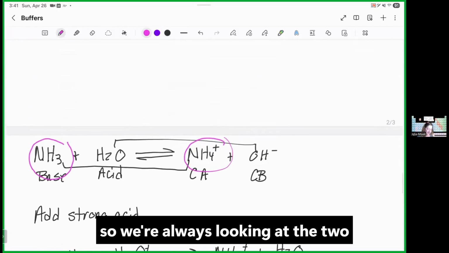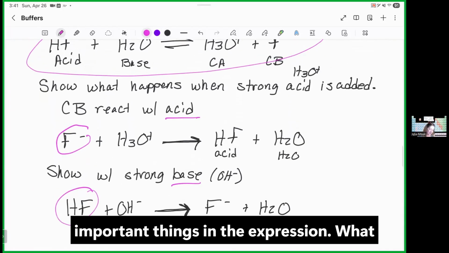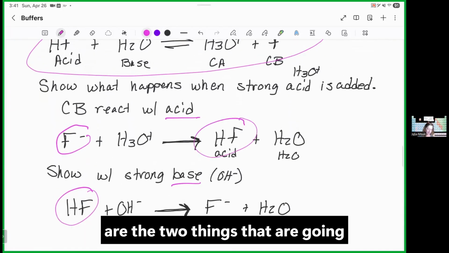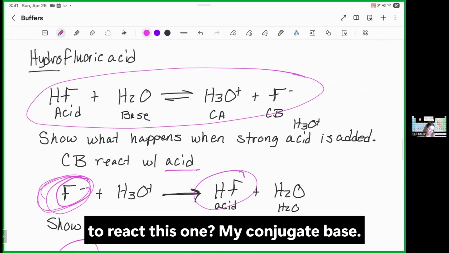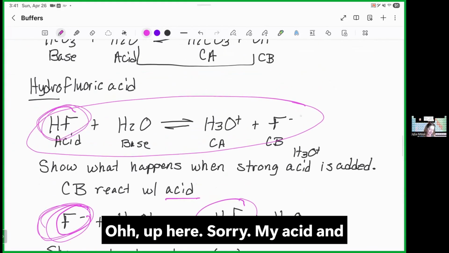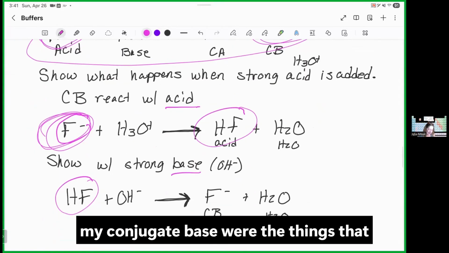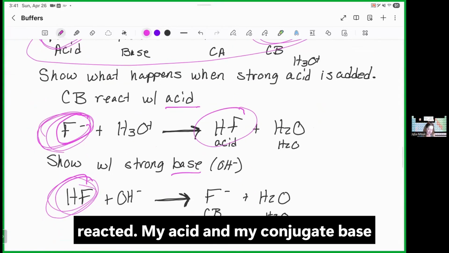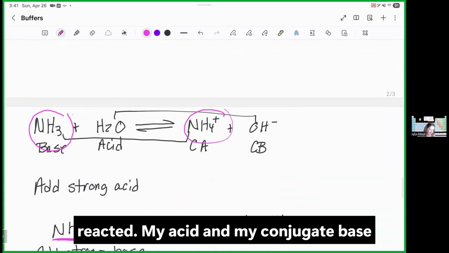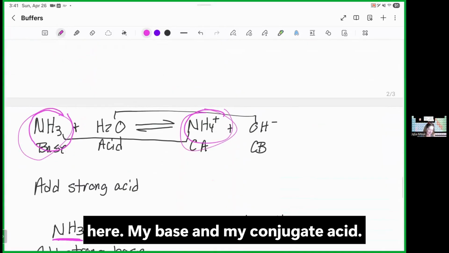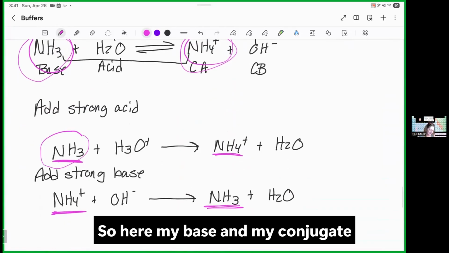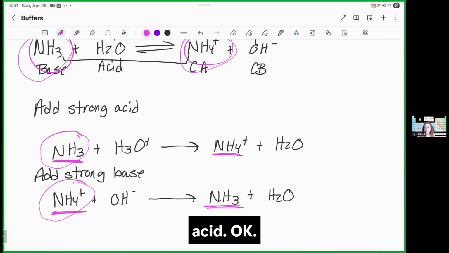Okay, so we're always looking at the two important things in the expression. What are the two things that are going to react? Up here, my acid and my conjugate base were the things that reacted. Here, my base and my conjugate acid.